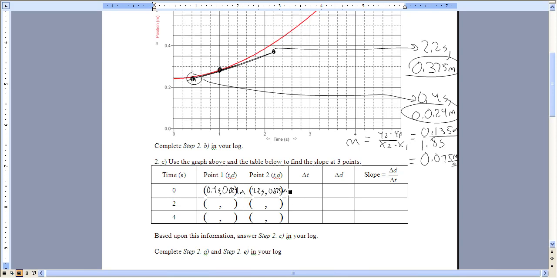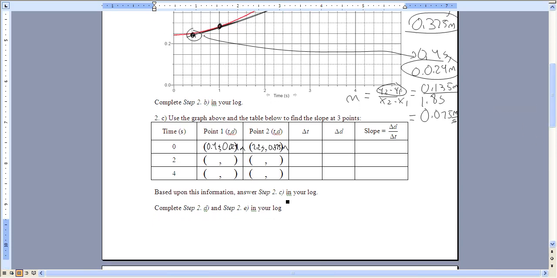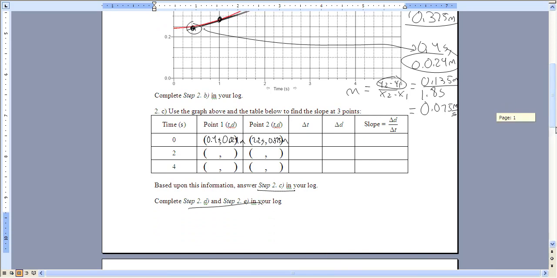You just fill that out. You find your delta t. It's just subtracting the times and then subtracting, and then you find delta d. That's subtracting the two d's, right? Just what I did over here: y2 minus y1, x2 minus x1, and then you divide to find the slope. Okay, so it asks you to answer as step 2c. Make sure you do that, and then do d and e in your log, and we'll talk about those.